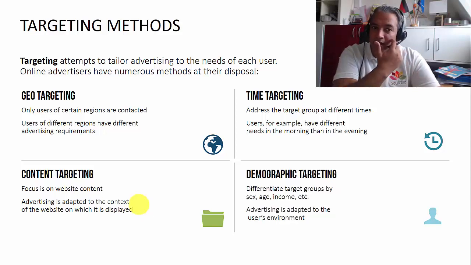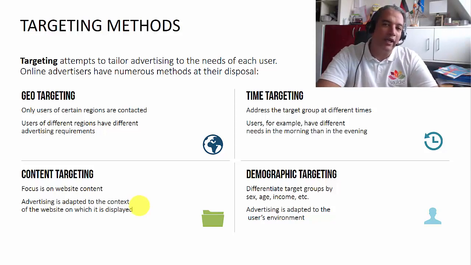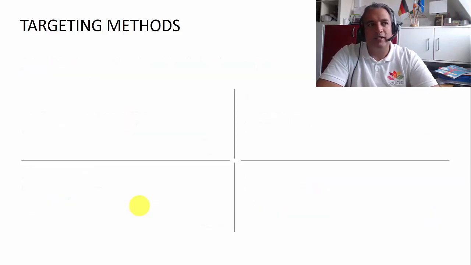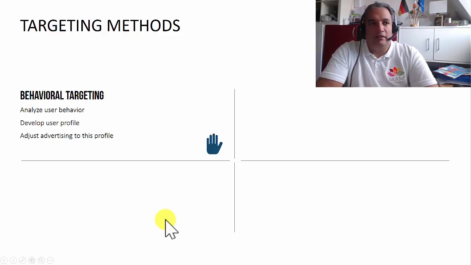And demographic targeting, for example, it could be age. A 20-year-old has different needs than a 40-year-old person, and it would be interesting to optimize our advertising to the demographic ways. And then, of course, how to do that. There are methods. For example, the first is analyze the user behavior.